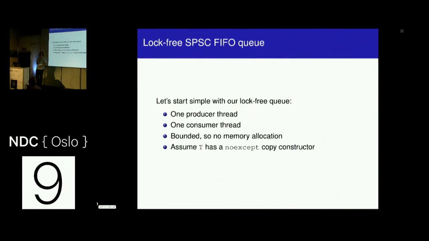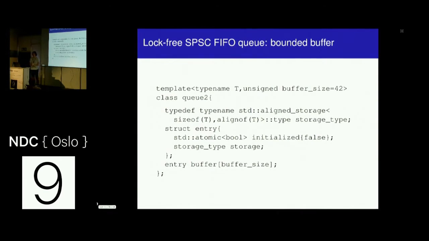Okay, so can we do this lock-free? Well, let's start simple. We're going to have one producer thread, one consumer thread, and bounded operations, so there's only a specified number of items in our queue. If we get too many, then it's full, and somebody has to wait. And then we're going to assume that we can copy our values without exceptions, because that just makes things easier. If you're looking at a queue of int or a queue of pointers, that is the case. So no, it's not a daft assumption.